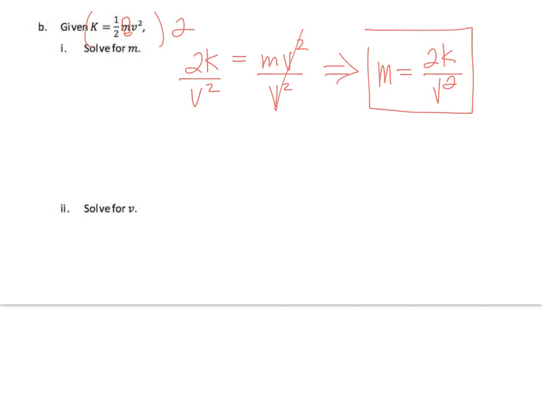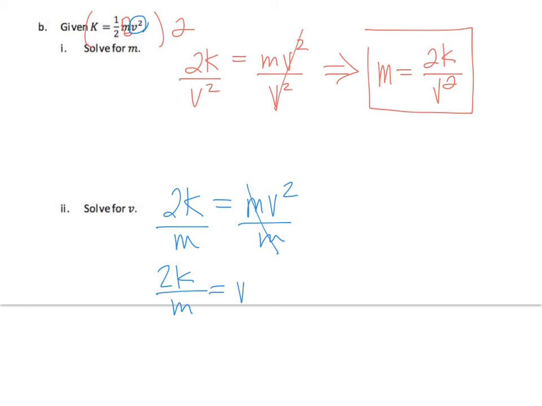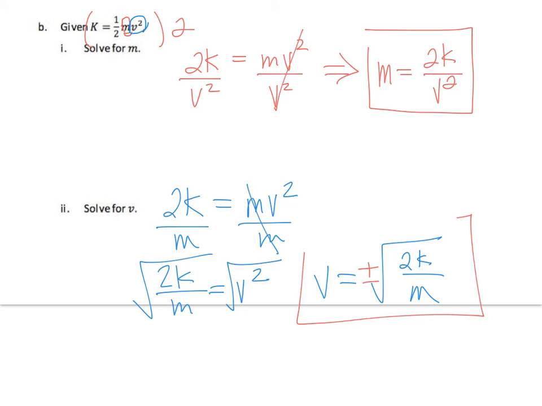And then this next time, we're solving for v. So let's multiply everything by 2 again. I get 2k equals mv squared. Get rid of that m. M is currently multiplying, so I have to do the opposite, which is divide. So 2k over m equals v squared. It's a square, so I need to take the square root. I get v equals the square root of 2k over m. I did forget the plus and minus.